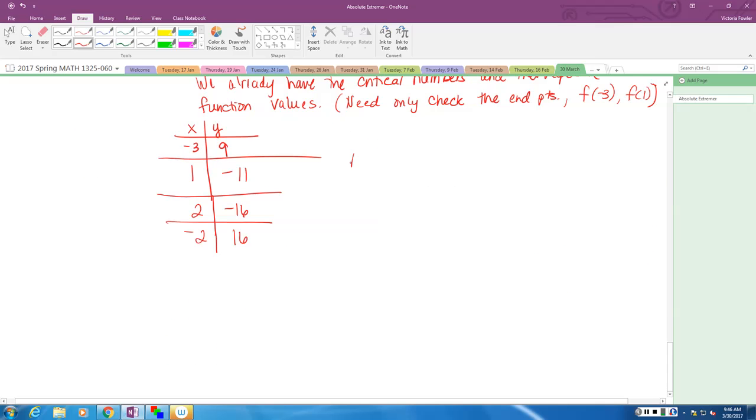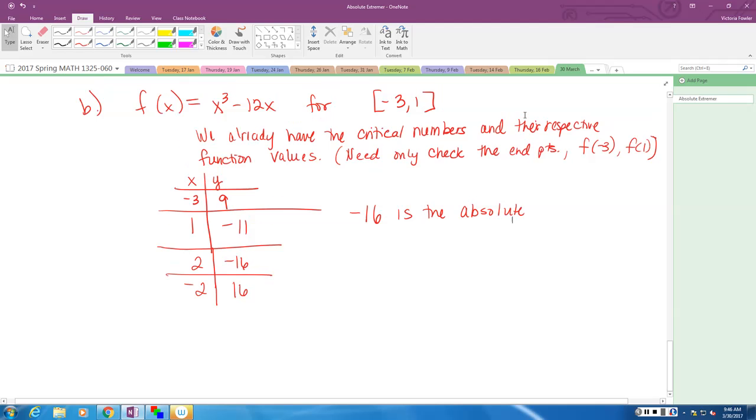Negative 16 is the absolute minimum when x equals 2. So negative 16, absolute minimum. 2 is in the interval. Yeah. Oh, really? Yeah. Okay, good.